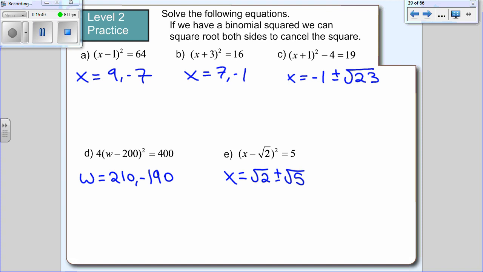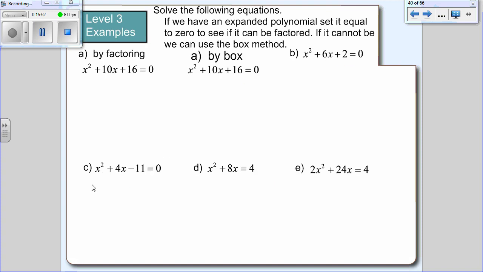All right. Level 3. This is where stuff gets fun. And this is where we learn something called the box method. So we're going to start off with the same question. We're going to do it 2 different ways.